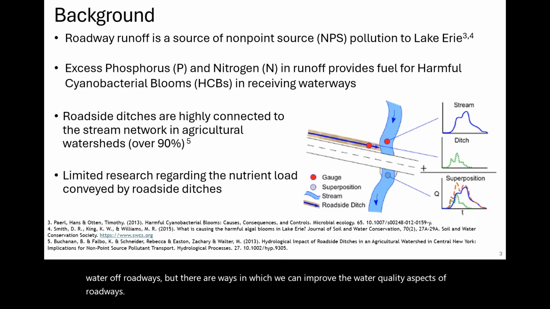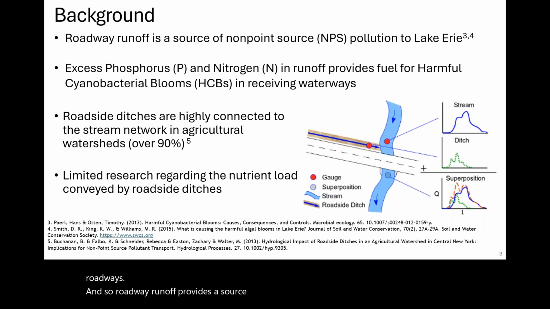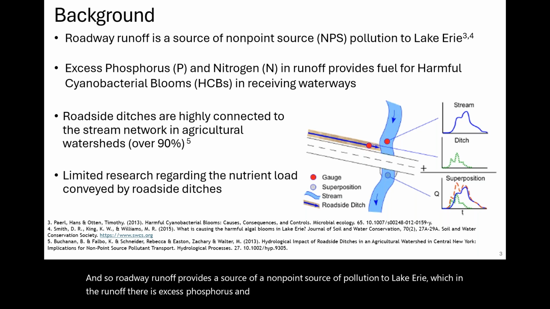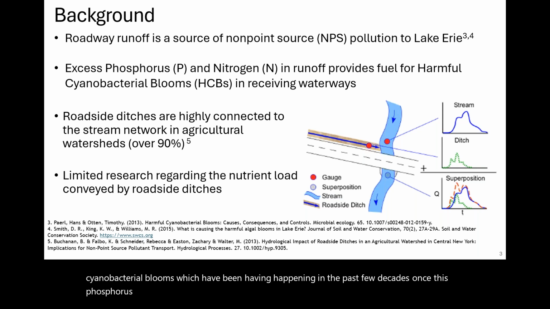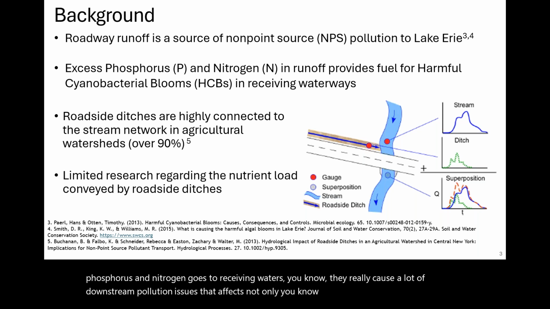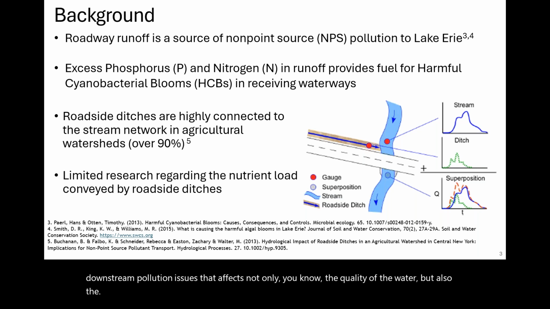Roadway runoff is a non-point source of pollution to Lake Erie. The runoff carries excess phosphorus and nitrogen, which provide fuel for harmful cyanobacterial blooms, which have been happening in the past few decades. Once this phosphorus and nitrogen goes to receiving waters, they cause a lot of downstream pollution issues that affect not only the quality of the water, but also the animals that live in the water.